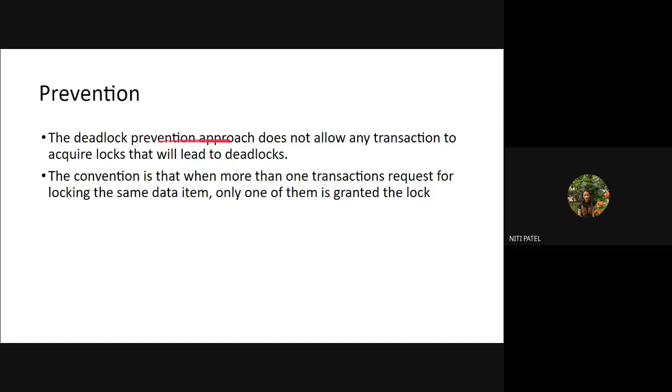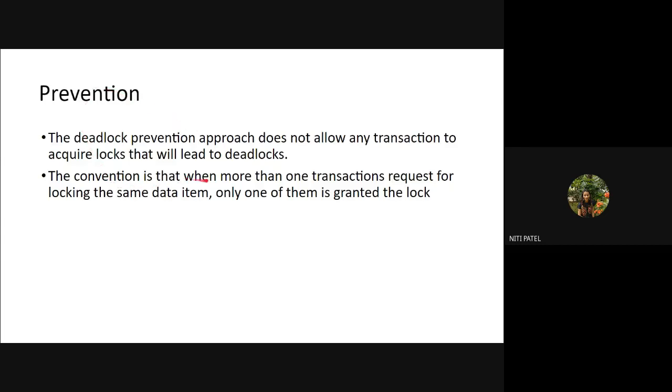What is this approach doing? If any transaction wants a lock, it will give the lock only on the condition that it does not lead to a deadlock. If transaction T1 wants a lock on data item Q, it will first check: if I give data item Q to T1 and a deadlock occurs, it will not give it, it will ask it to wait. If there is no deadlock occurring, it will immediately give the lock to the transaction T1.